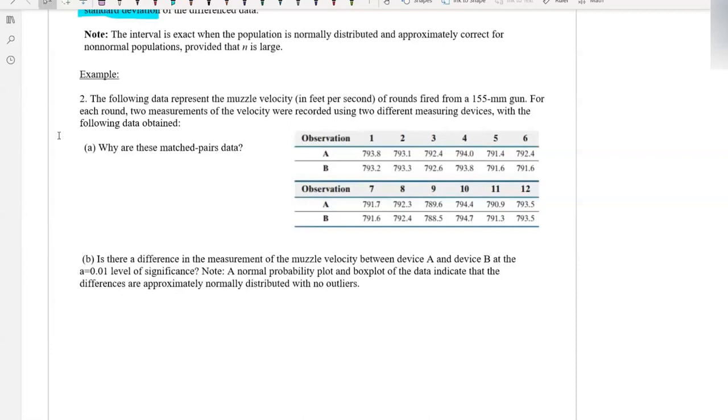Okay, we're going to have one more example for this section. In this part, we have data, so d bar and SD are not given. We have to find them.